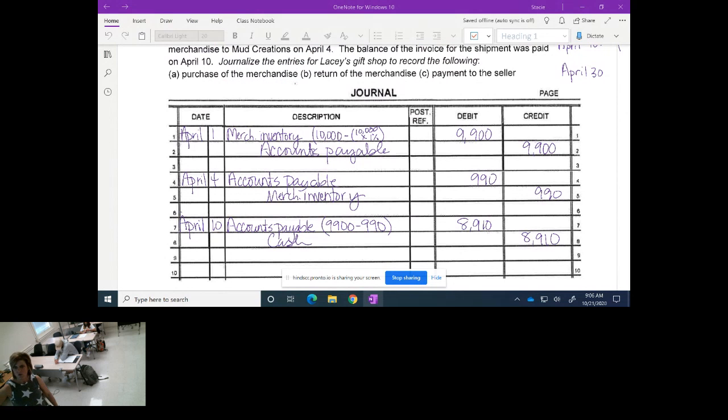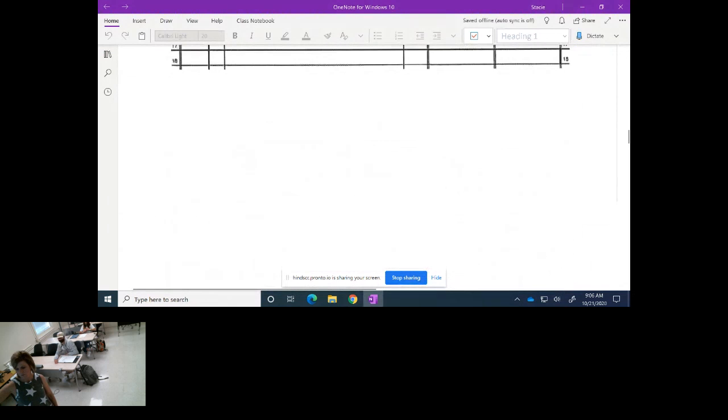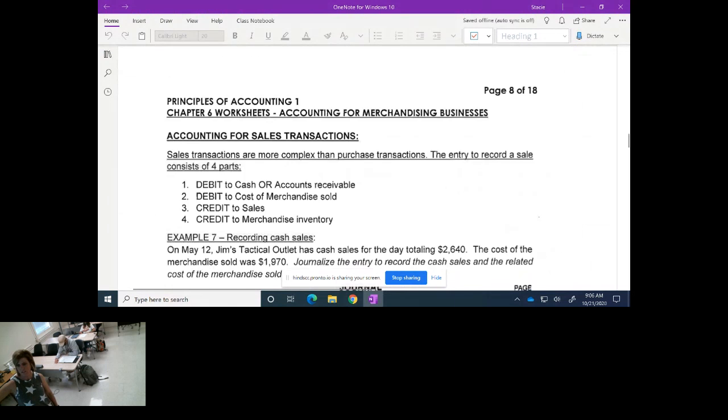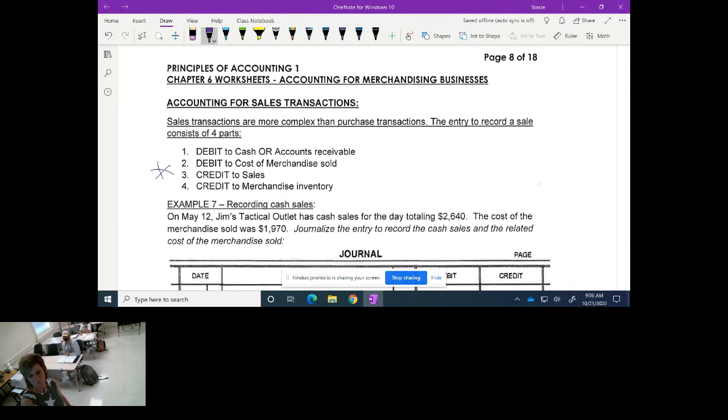All right, so this is still part of last time. If y'all have done the homework, you don't need to work this one unless you just feel like it. Okay, so we've done the purchases side of it. Now we're going to look at the sales side. The sales side's a little more involved because you've got to deal with showing the cost of what you're selling. So I'm telling you on your sheets that sales transactions are more complex than purchase transactions. You may want to mark this as something to refer back to.